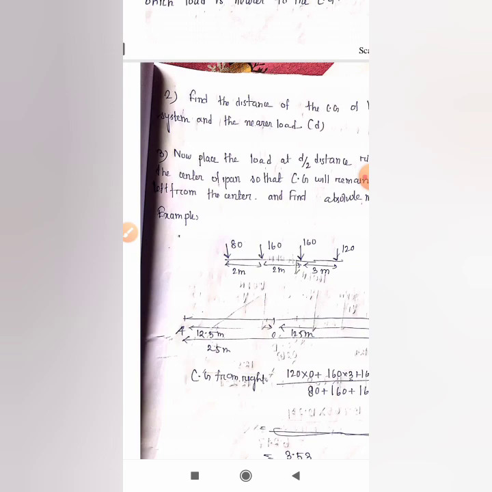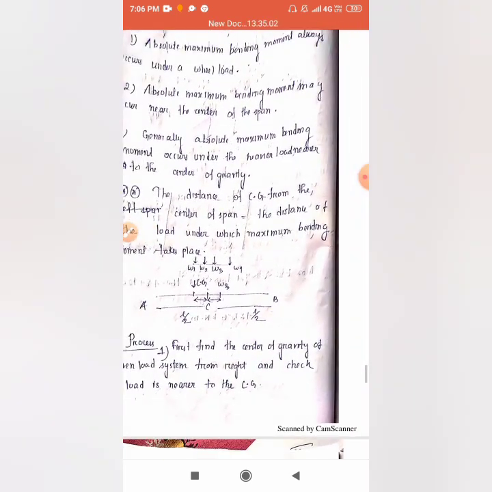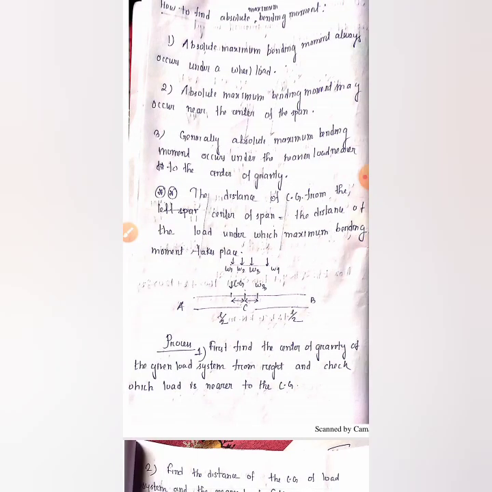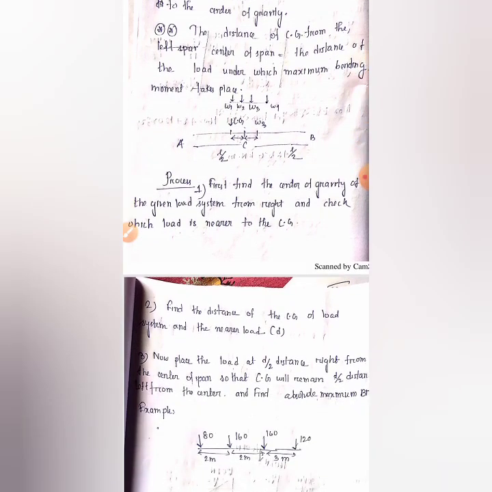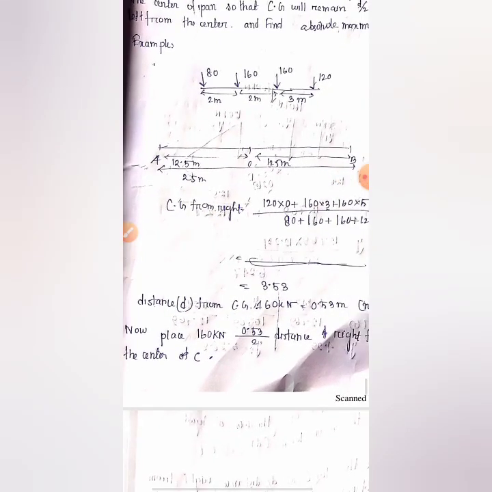Guys, I think you did not understand this. Let me clarify. I think you remember the one basic rule I discussed before. The distance of the center of gravity from the center of span is equal to the distance of the load at which the maximum bending moment will occur. It has to be followed. We must follow this. Now, in that condition, place the 160 kilonewton, that means the load under which we will get maximum absolute bending moment.